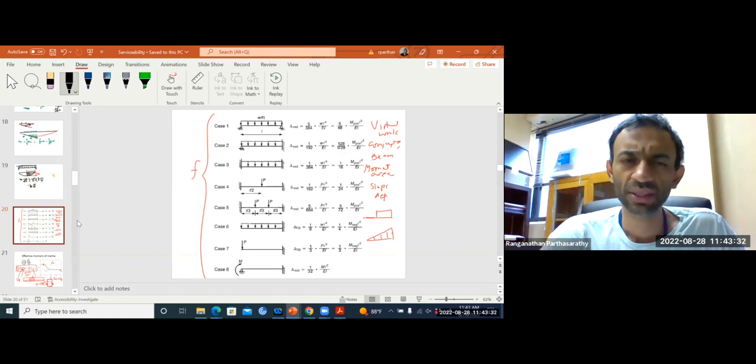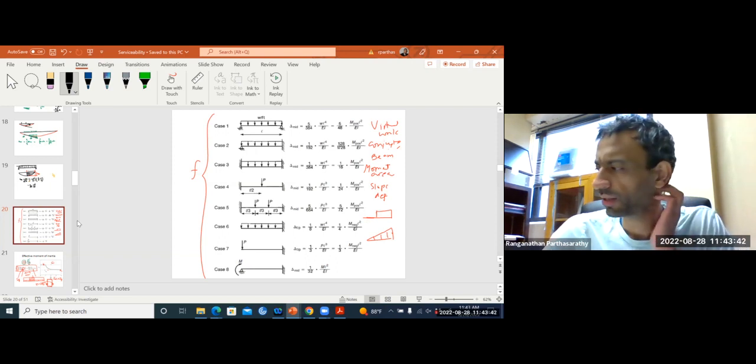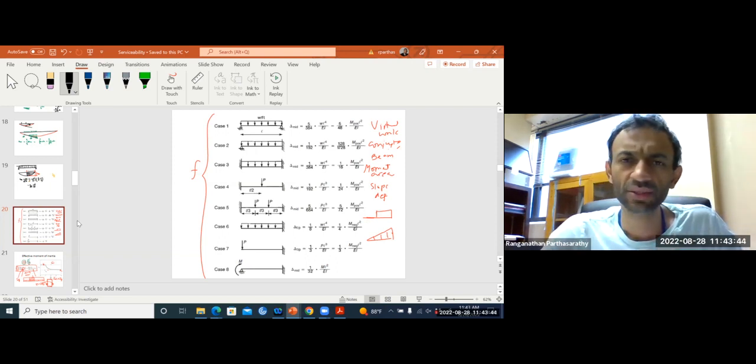So simply supported, propped cantilever, and so on. Whatever deflections you see in this table is what we use for simpler cases.